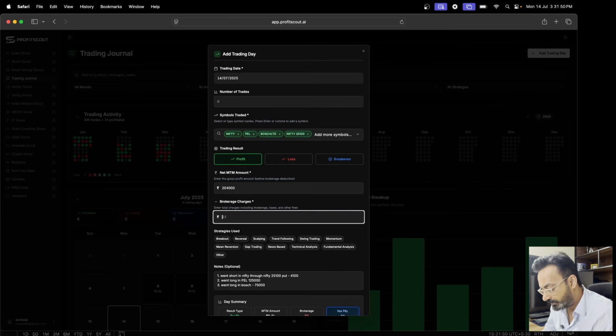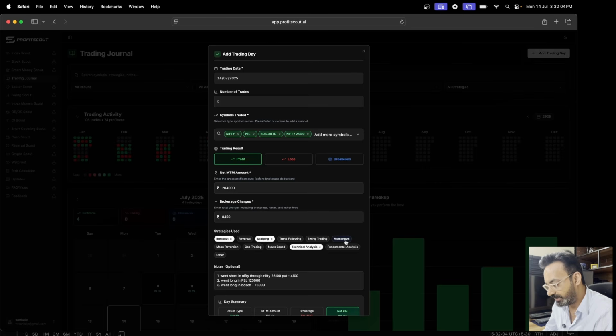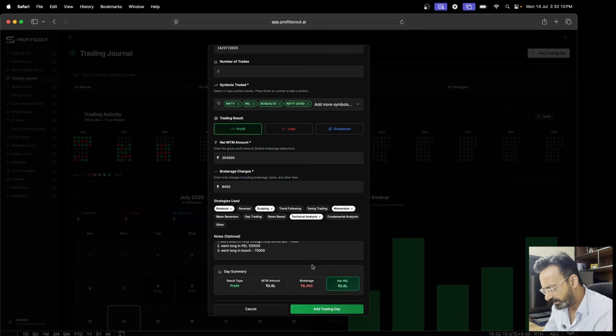Now I did make use of breakout strategy. I scalped, technical analysis of course, and momentum in both the stocks. So this is the net M2M for today. Number of trades become 3.